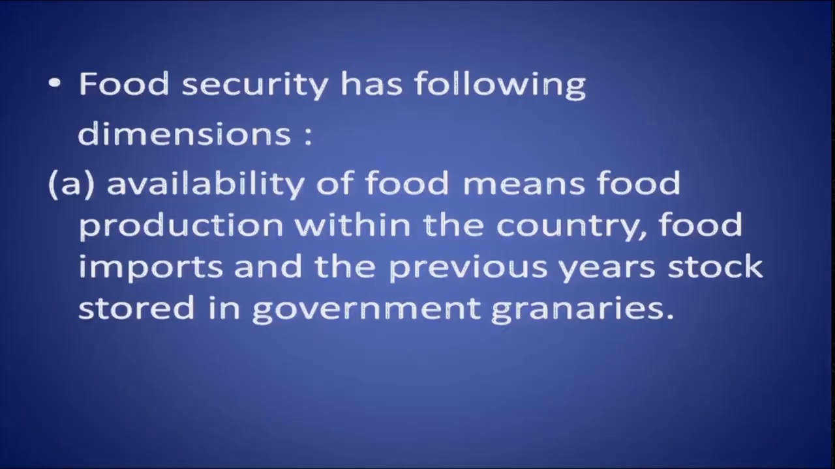Availability of food means food production within the country, food imports, and the previous year's stock stored in government granaries. Suppose sometime there is a failure of food crops. At that time, what will happen? The government has to import food grains from other parts of the country or from other countries also. At the same time, keeping this in mind, the government has to maintain a stock. So in time of necessity, the government can use that stock, so that food could be available to the people of this country. That is what availability means.